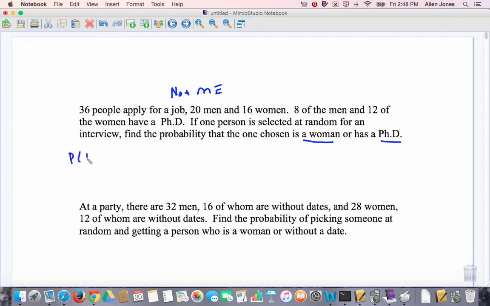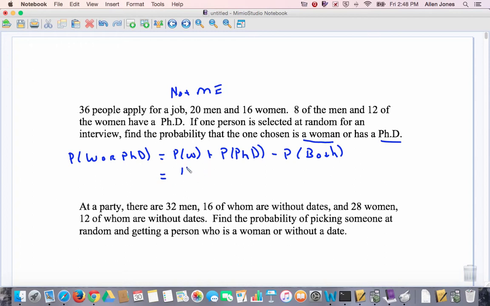So I'm going to write this out long version. Probability of a woman or having a PhD is the probability of selecting a woman plus the probability of selecting someone who has a PhD minus the probability that they fit into, I'll say, both categories, a woman and a PhD.